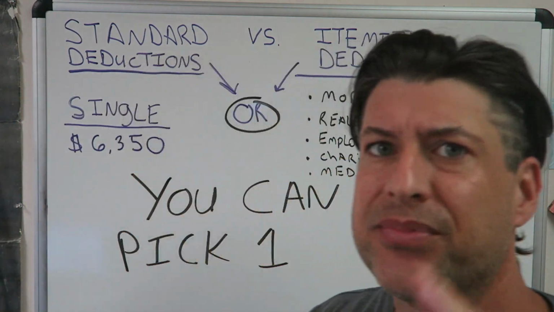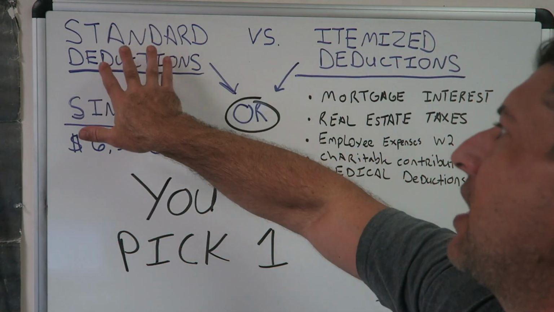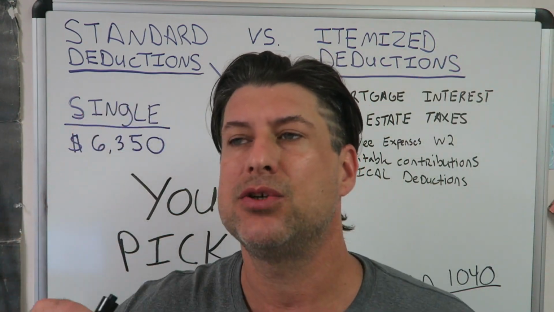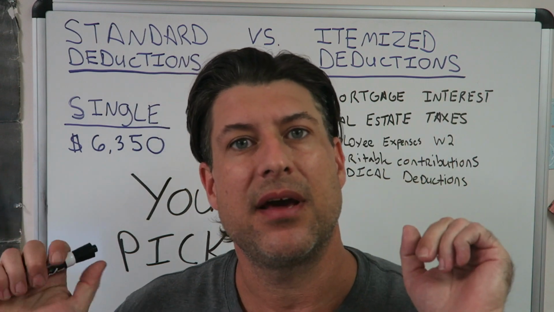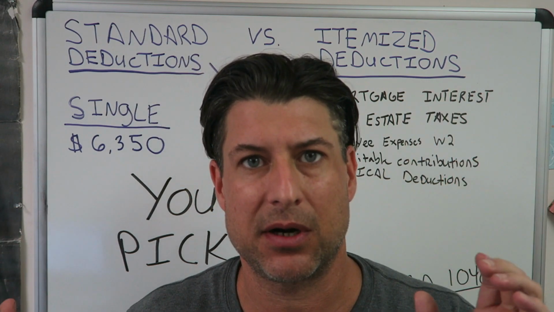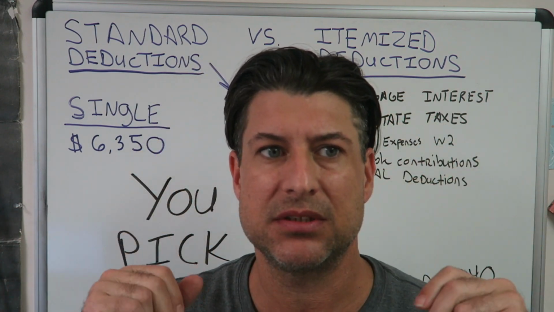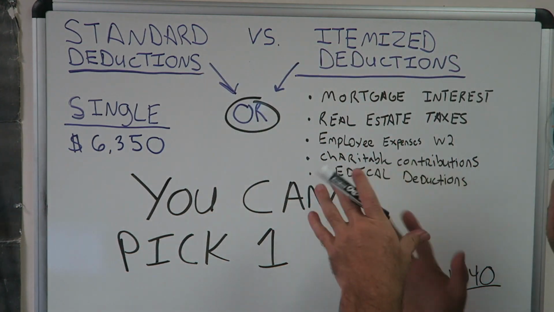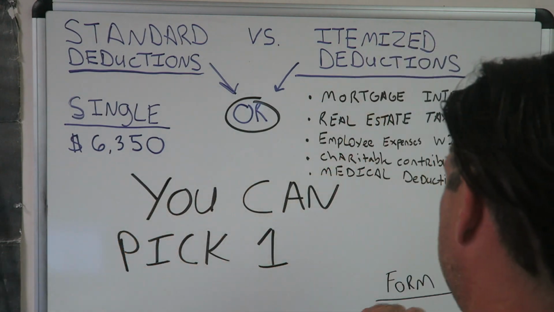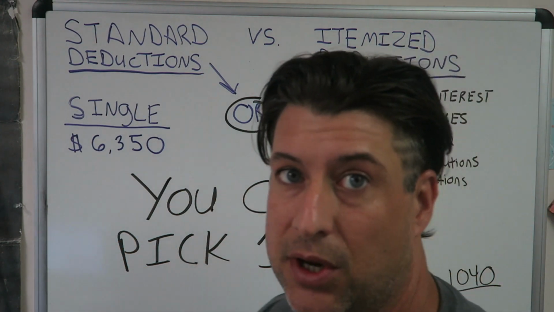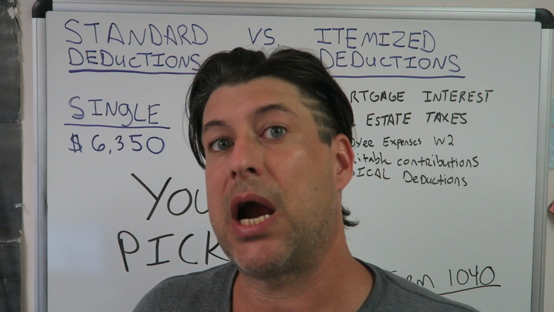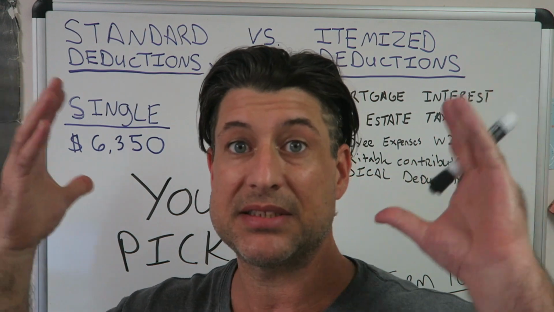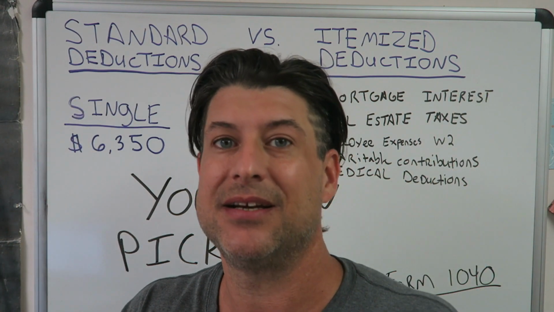Okay, let's get into this. This is gonna be standard deductions versus itemized deductions. I'm going into my 7th season as a tax preparer. I've done thousands of 1040s, which is the form that the individual tax return is called. I try to explain the difference between itemized and standard deduction every year. Let's see if I can explain it.